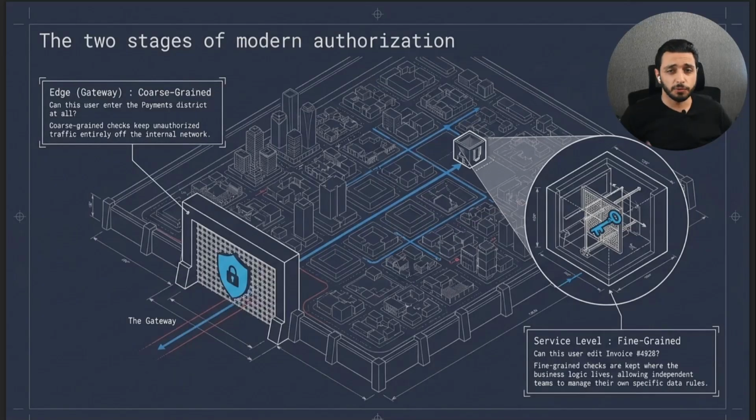The gateway also handles the coarse-grained authorization. These are the high-level rules. For example, is this user allowed to access the payments API at all? If they fail this check, the request never even reaches your internal network. We leave the fine-grained stuff, like can this user edit this specific record, for the individual services later on.